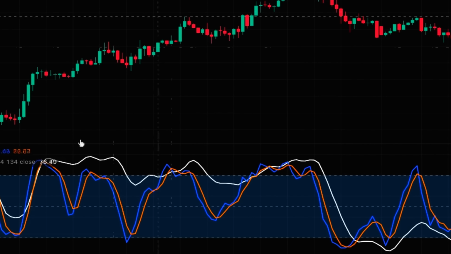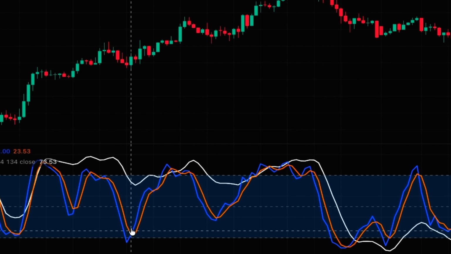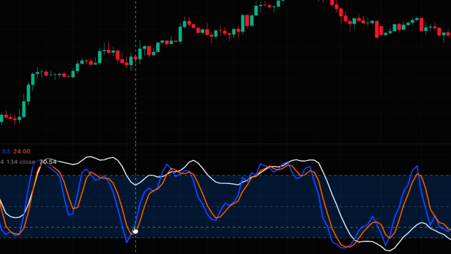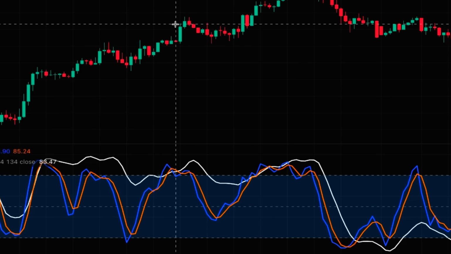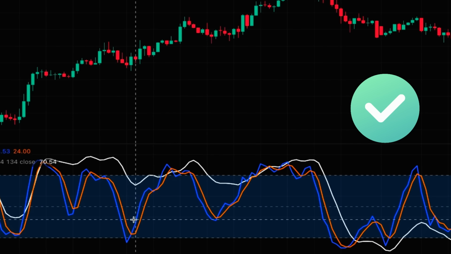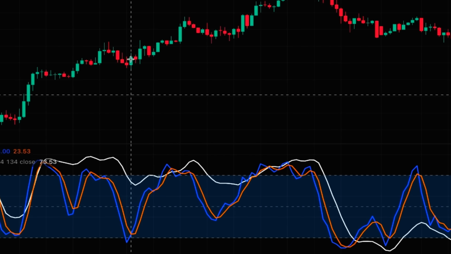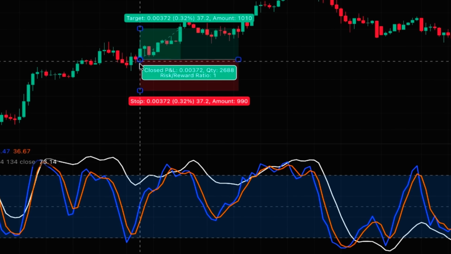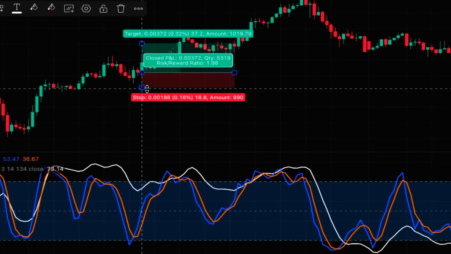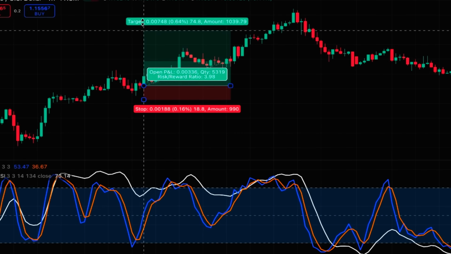Now we wait for the blue line to cross above the orange line. When the blue line is closed above the orange line, this shows that probably the pullback ended and the price is gonna advance more. So here the buy signal is confirmed, and in practice we could enter a long position at this point with the stop loss below the pullback and profit target at risk to reward ratio of 2.